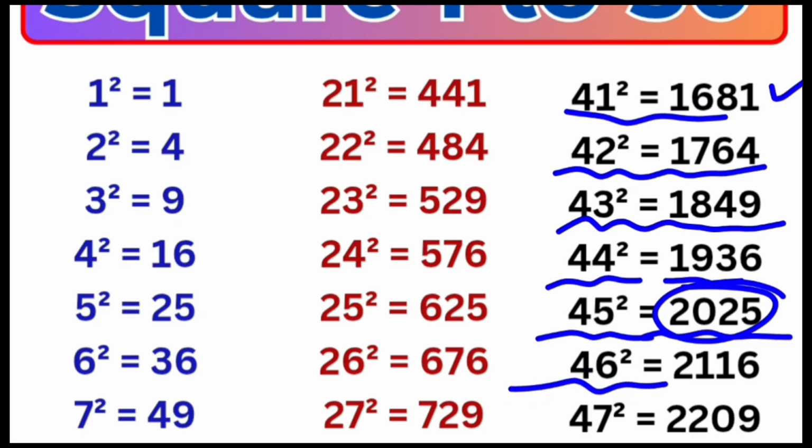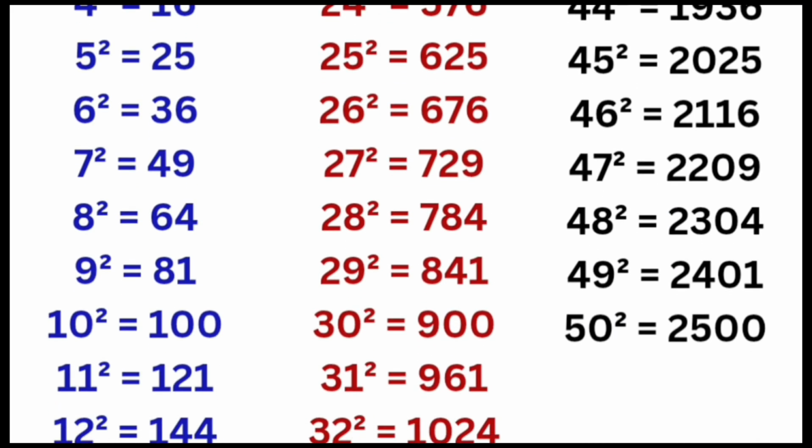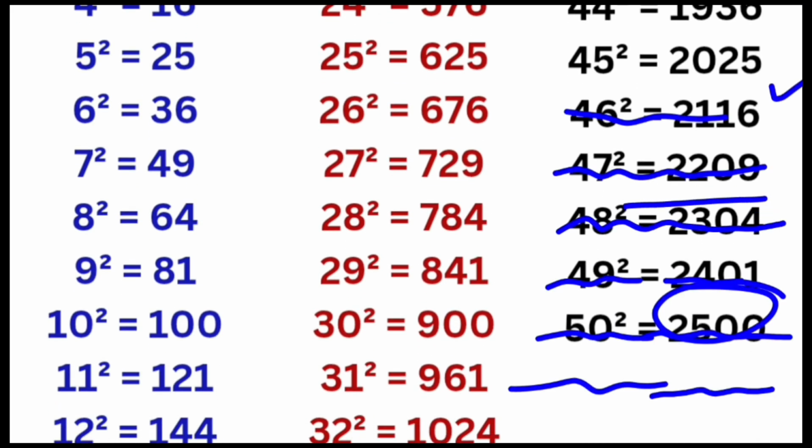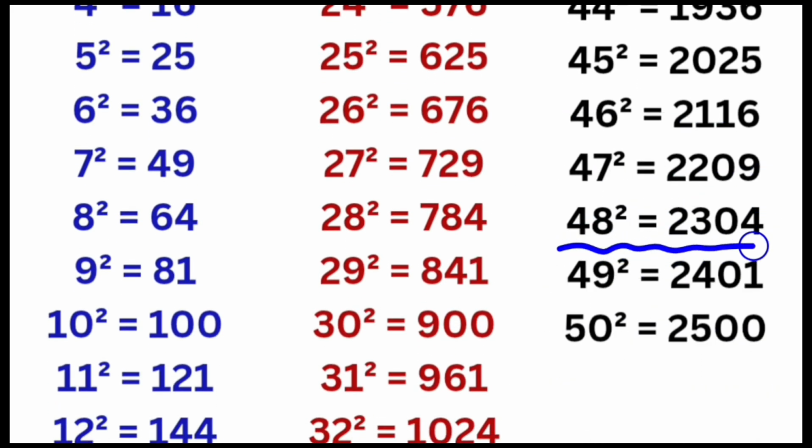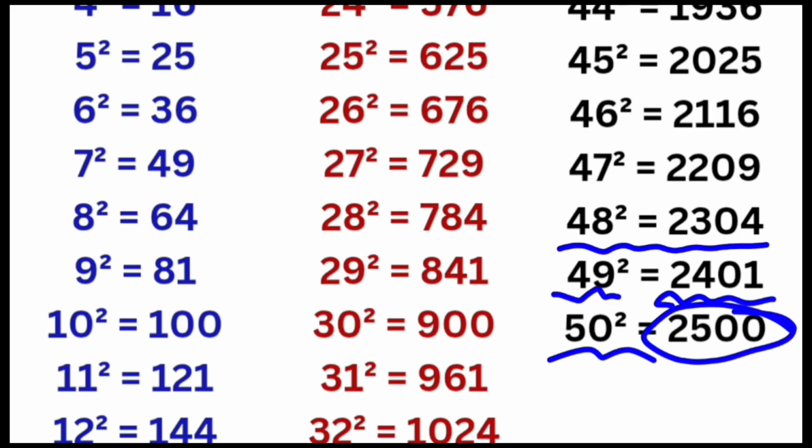Square of 46 is equal to 2116. Square of 47 is equal to 2209. Square of 48 is equal to 2304. Square of 49 is equal to 2401. Square of 50 is equal to 2500.